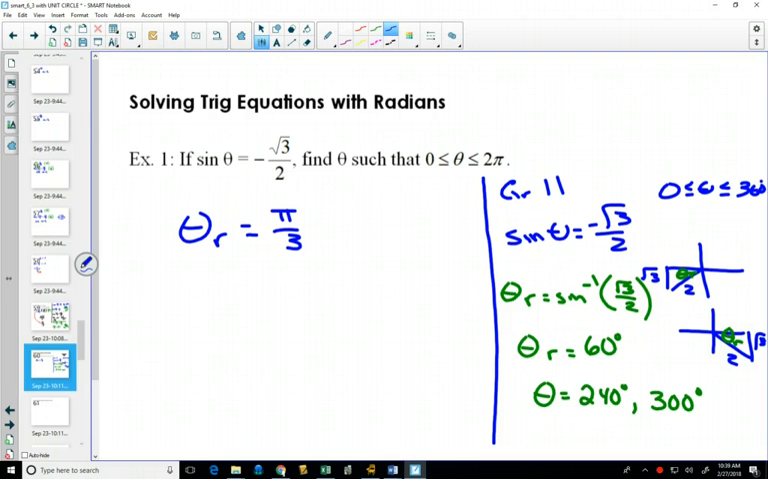And then when is sine negative? Sine is negative in quadrants 3 and 4. What are my pi over 3 family members in quadrant 3? 4 pi over 3, and quadrant 4? 5 pi over 3. And this is all the work you need to show. So we don't need our calculator. We recognize the value and find out our reference angle from that, and then just state what quadrants it's going to be in.